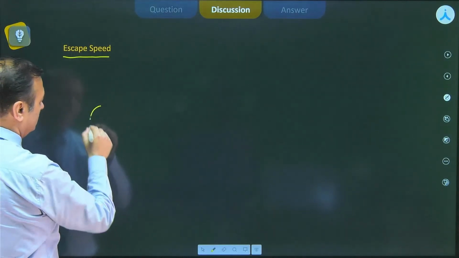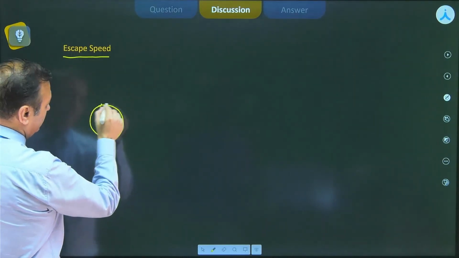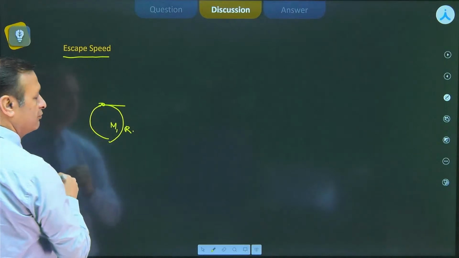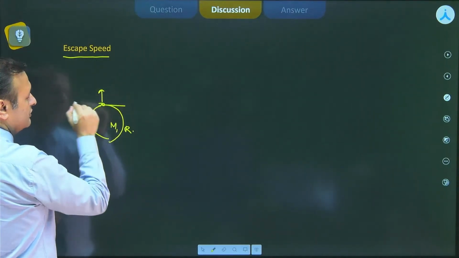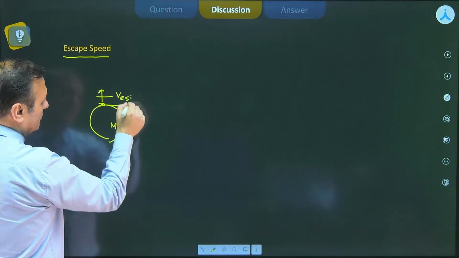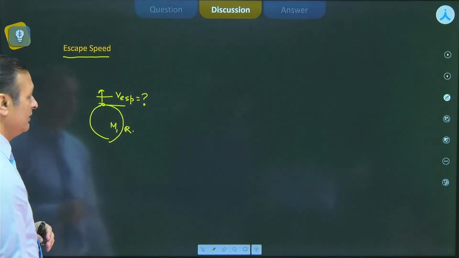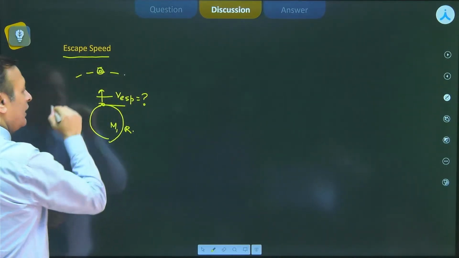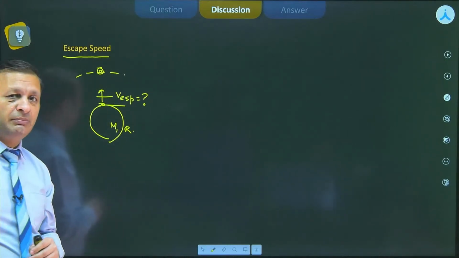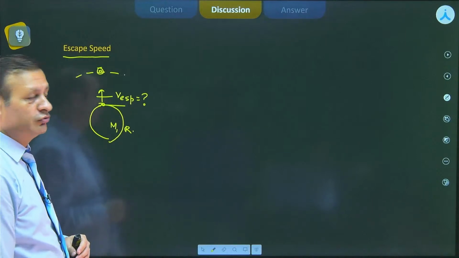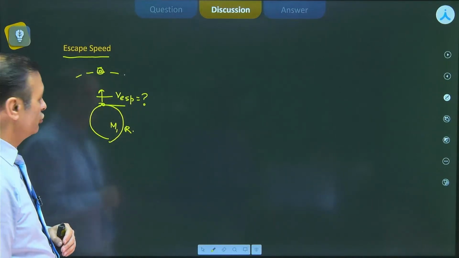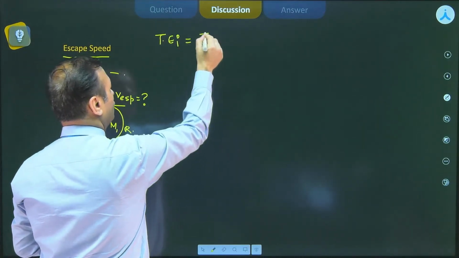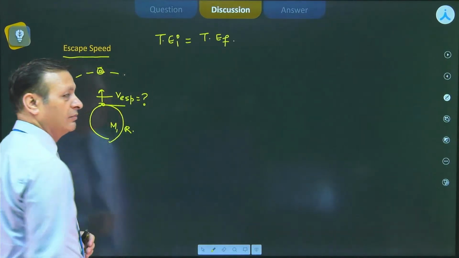So now just pay attention. If you have to calculate it, this is like Earth, mass and size, the body is placed at this position, and what is the speed with which it is projected upward? Let's call it V escape, so that it just reaches outside the field region. This can be easily solved using your concept of conservation of energy. So what is the total energy? Initially, it has to equal the total energy at the final position.